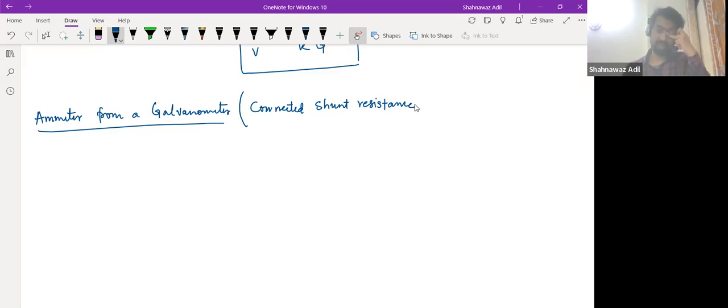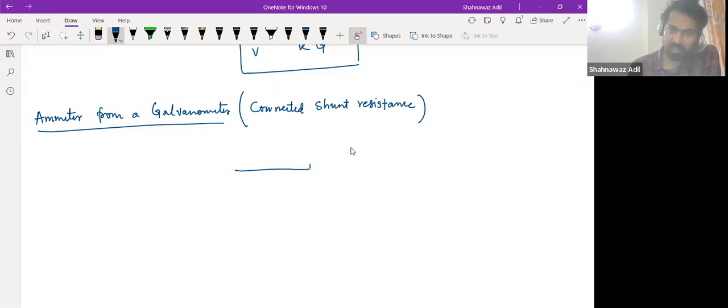Because the resistance of this galvanometer was so high that we didn't get the proper reading of the ammeter, right? We cannot measure just using this galvanometer. So we added this shunt resistance to measure properly the current that is passing through the conductor. So how did we connect this shunt resistance? Parallel, absolutely correct. So we connected a shunt resistance parallel to this galvanometer.